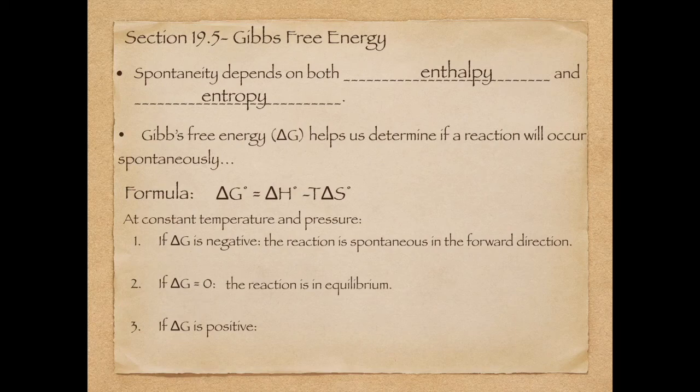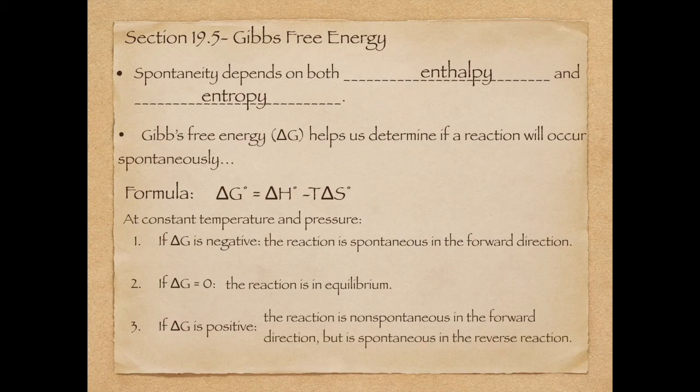If it equals 0, then your reaction is in equilibrium. The concept of equilibrium you should have been introduced to in first year chemistry, the fact that the rate of the forward reaction equals the rate of the reverse reaction. We looked at that a tiny bit in kinetics. We're going to look at it even more in the next big idea. And then finally, if your delta G is positive, that means that the reaction is non-spontaneous in the forward direction, but in the reverse direction, it is spontaneous.